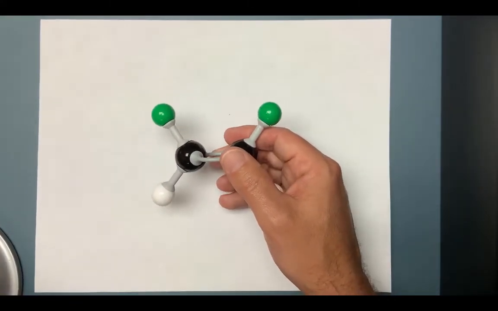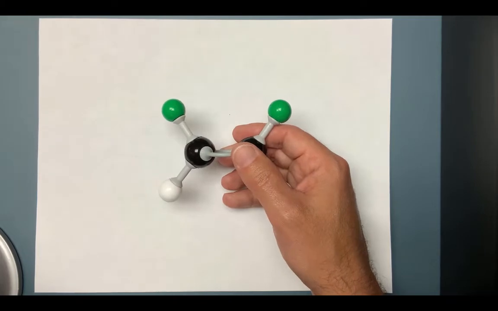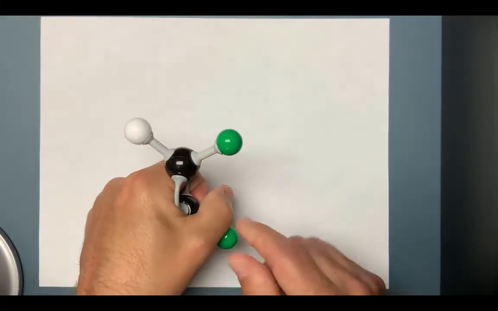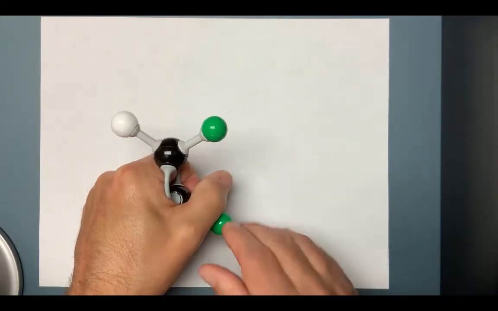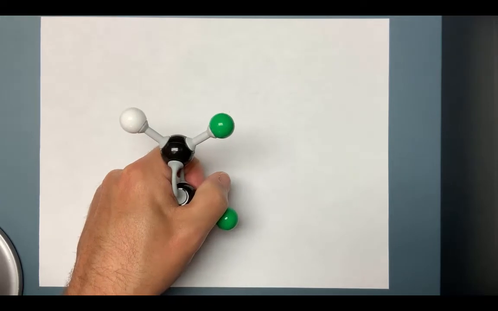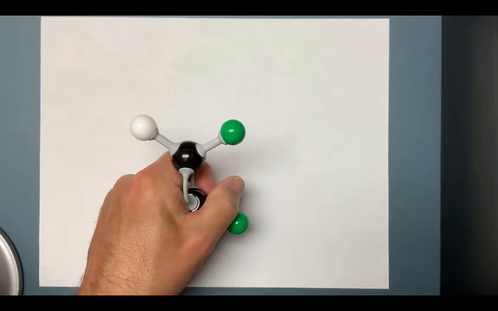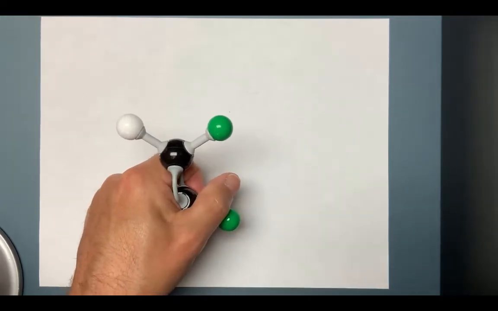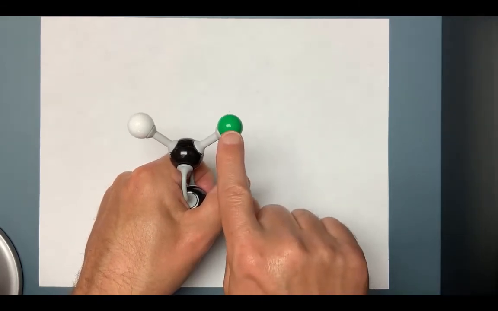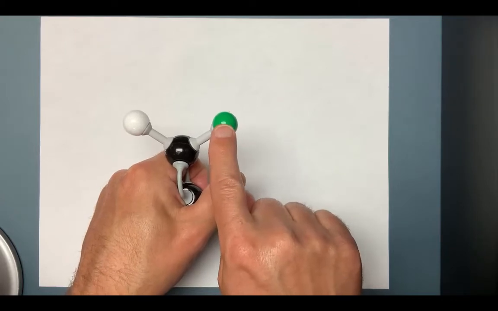In that case, what you do is you assign priority to the groups off of each double bond. So you would look at each carbon of the double bond by itself, and you would say, okay, which of these two groups is of higher priority? And there are rules for determining that, and we go into that in the notes. But let's just, for color simplicity, let's say that we decide that the green group is of higher priority.